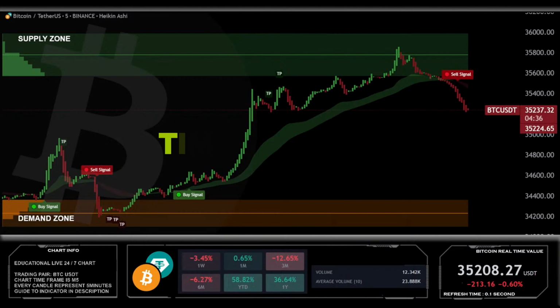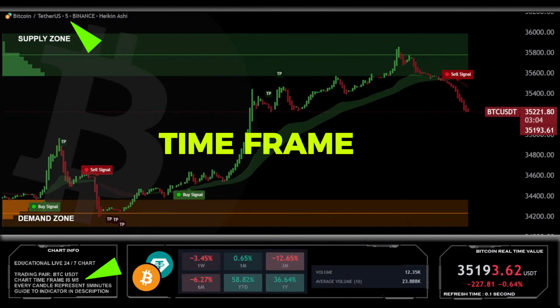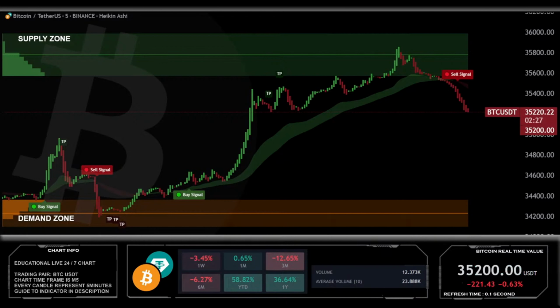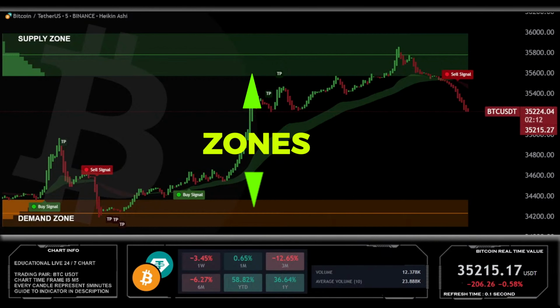First and foremost, take note of the time frame being used. If the time frame is M5, it means that each candle on the chart represents 5 minutes. Some of our live streams use M15 time frame, meaning each candle on the chart represents 15 minutes. At the top and bottom of the screen, you see the supply and demand zones. What do these zones mean?